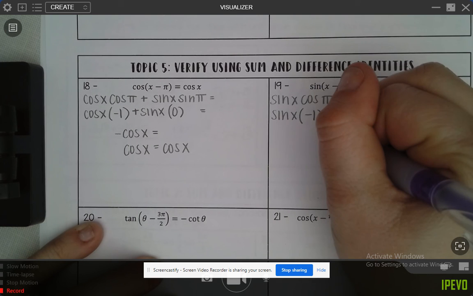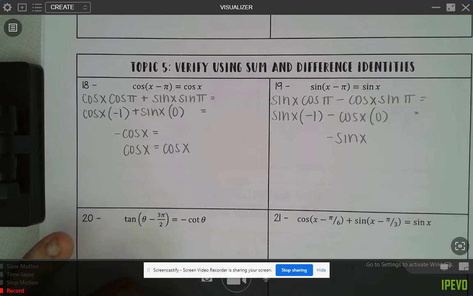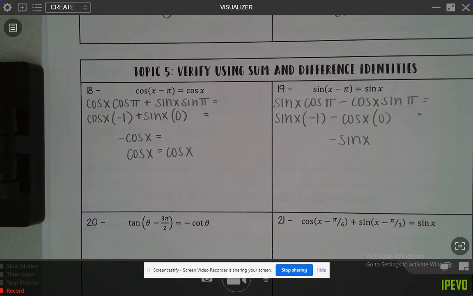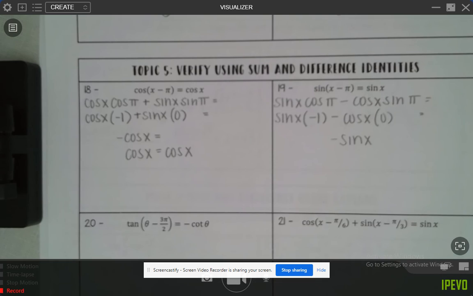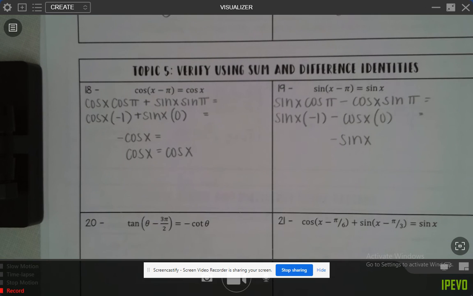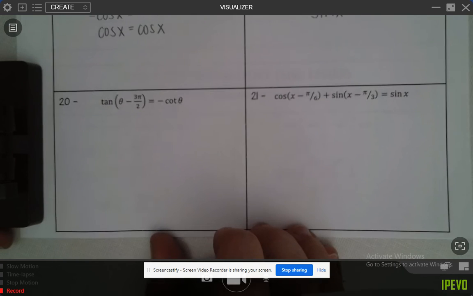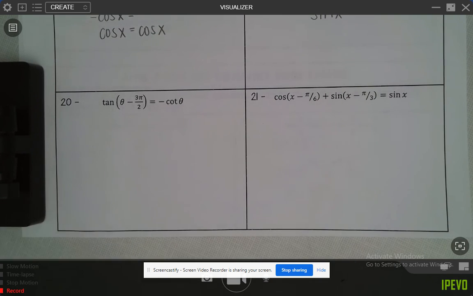No, this one should be negative sine of x. Oops. That should be negative sine of x. Typo. Should be negative sine of x. That's how you're going to do it. All right. What time is it? 20 or 21?